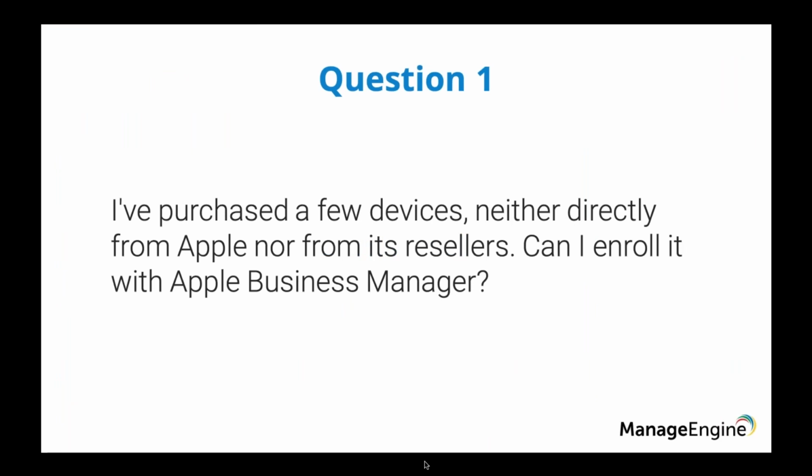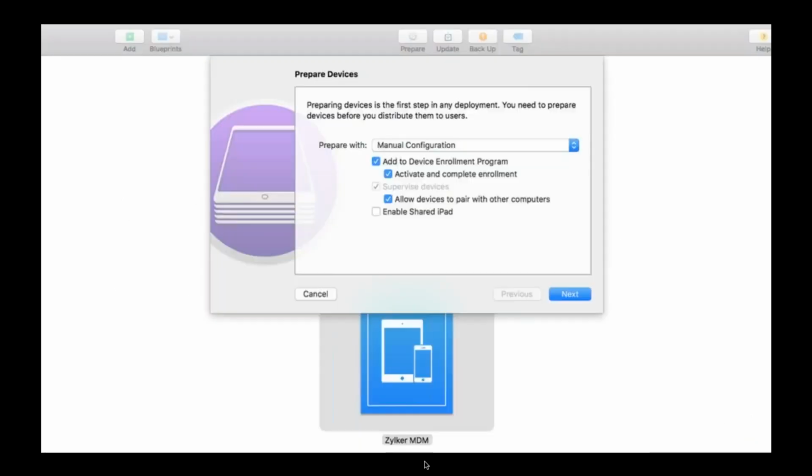Well, Apple recently provided a workaround for this. Starting from iOS 11.0, you can use the Apple Configurator services itself. Remember the part when we were preparing the device? Here you have the ability to add the device to a device enrollment program, which is nothing but your Apple Business Manager services. If you choose that option, your devices will be added to your ABM account itself.